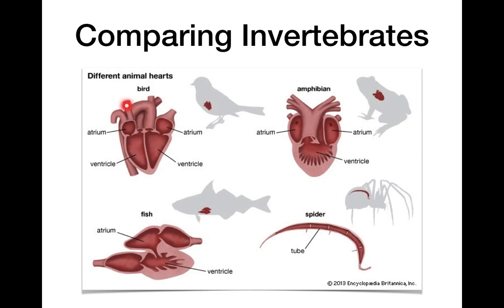Birds also have 4 chambers, but they have very small atria compared to how big the ventricles are. Here's a fish heart that also has atria and a ventricle, but a very different structure. An amphibian has 2 atria but a single ventricle, so very different as well. And the most different is a spider, which has a tube-type heart. But they all need some sort of pump to pump the blood around the body.